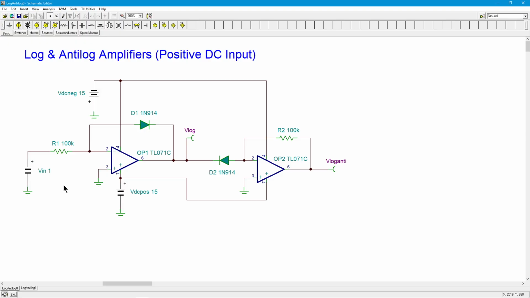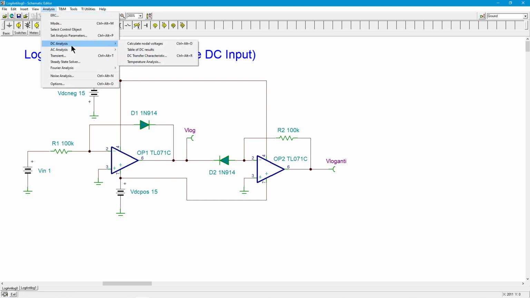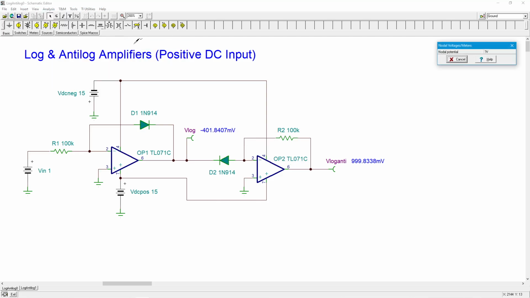All right, I'm going to just stick with DC inputs just to show how this thing is compressive. All right, so the input voltage is 1 volt. Let's see what we get for V-log, and let's see if V-log anti is, in fact, what we started with, 1 volt. So we don't have to do anything fancy here. We can just do a straight DC analysis and see what we get. All right, well, right off the bat, this is 999.8338 millivolts, so this is virtually the same as the input.